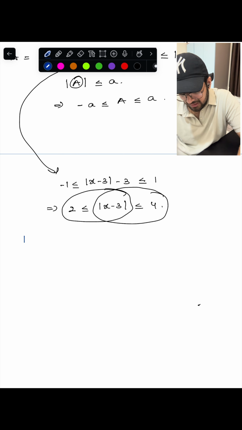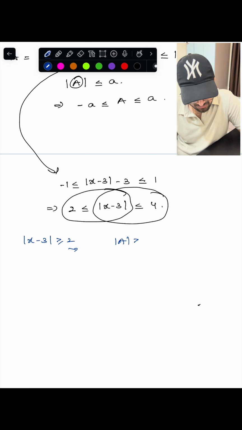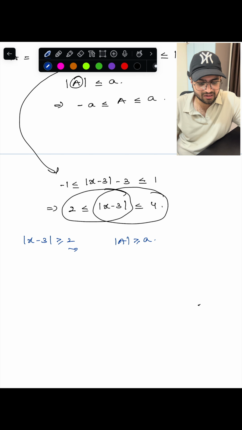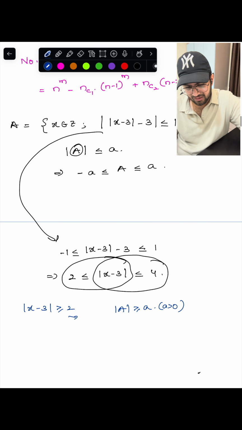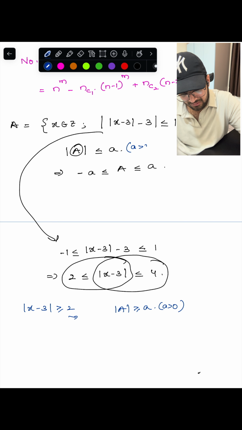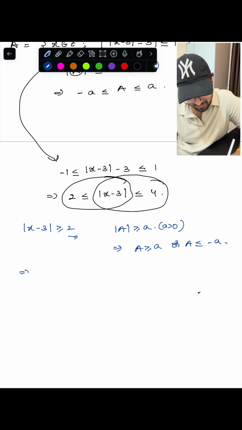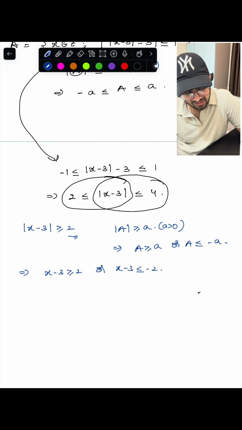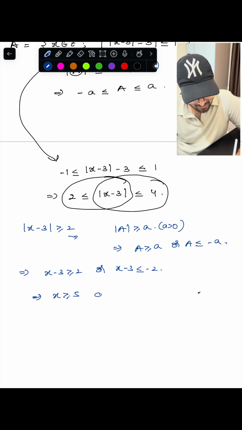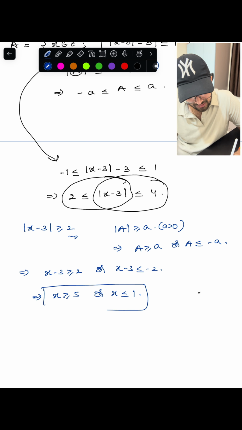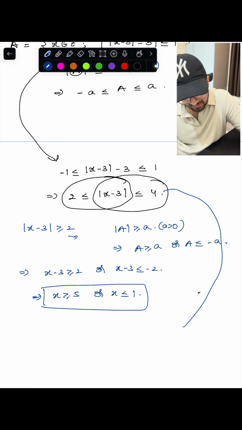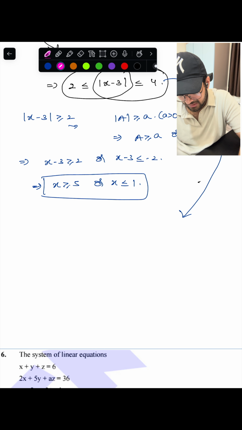So I will take mod of x minus 3 greater than or equals to 2. For this kind of inequality, mod of A greater than or equals to a positive number, otherwise it's not possible. So the condition is A is greater than or equals to that number, or A is less than or equals to its negative. Here also applying the same condition. So you will be getting x minus 3 greater than or equals to 2, or x minus 3 less than or equals to minus 2, which will give x greater than or equals to 5 or x less than or equals to 1.